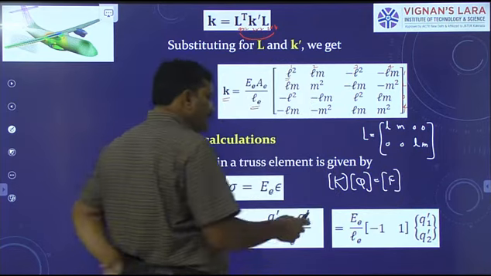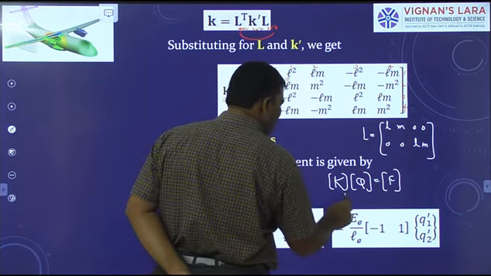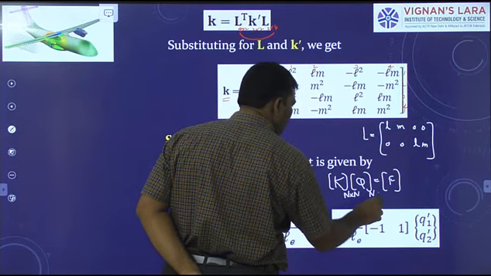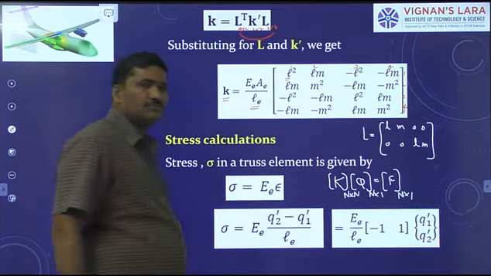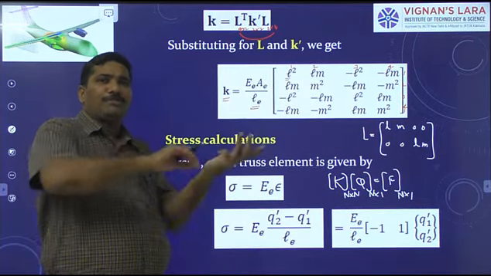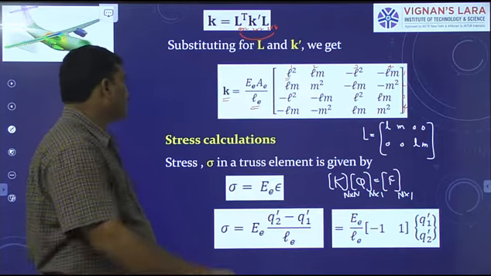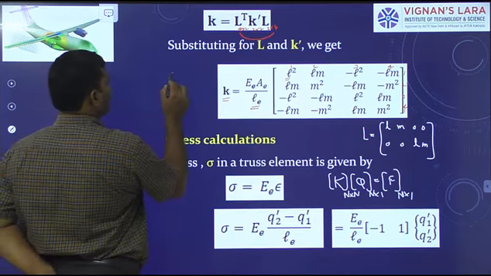If there are n degrees of freedom in the truss structure, the size of K is n by n. Then what is the size of Q? N by 1. What is the size of F? N by 1. Okay. Impose the boundary conditions. For example, I take a simple truss like this.